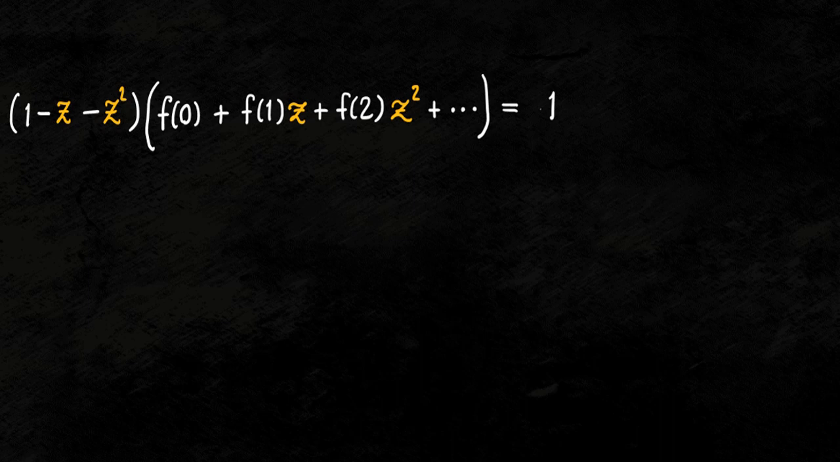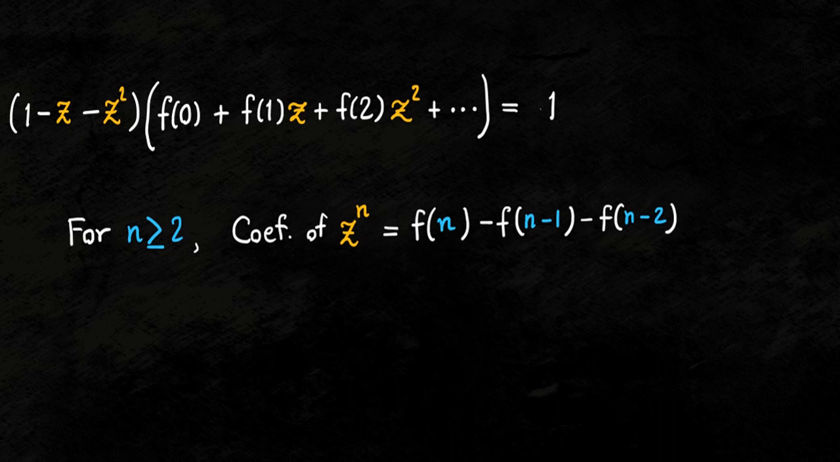So, let's expand. For n at least 2, the coefficient of z to the power of n on the left side is this. And on the right side is 0. Therefore, we have proved the promised pattern. To get the next term, you just add up the two previous terms.